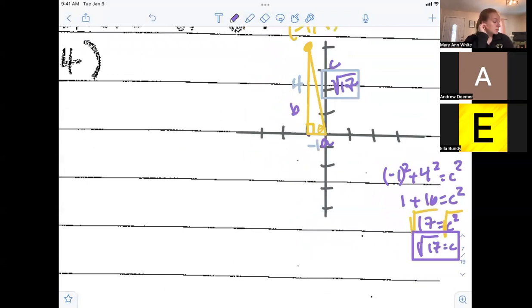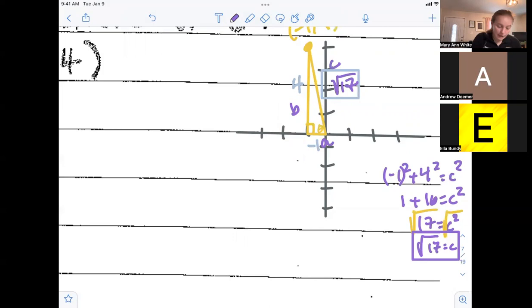So again, we've drawn triangles in all sorts of different quadrants: the first, second, third, and fourth. All of them have had positive x, positive c values, positive hypotenuses. So they will always be positive hypotenuses, even if the x or the y is negative.